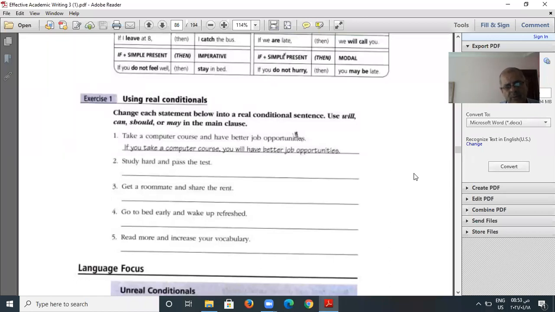I said in the main clause we can use will, can, should or may. So here we start the sentence with the if clause. We can start the sentence with the main clause. We can say you can share the room, comma, sorry, you can share the room if you get a roommate. Then here no comma is used. So we say you can share the rent if you get a roommate. Or we say if you get a roommate, comma, you can share the rent. Next.